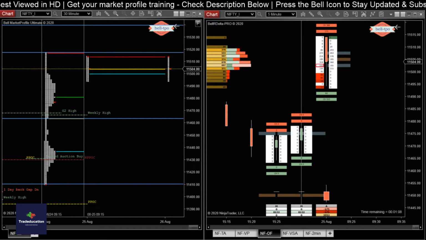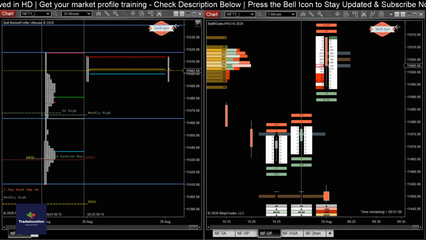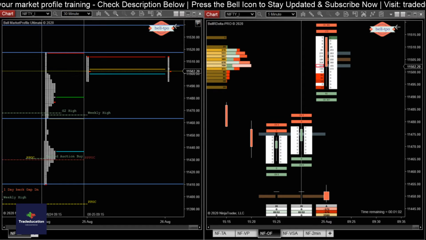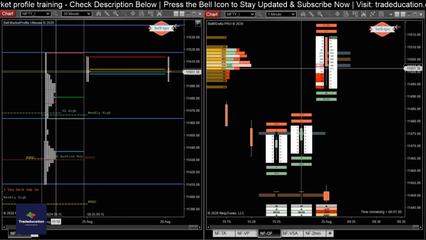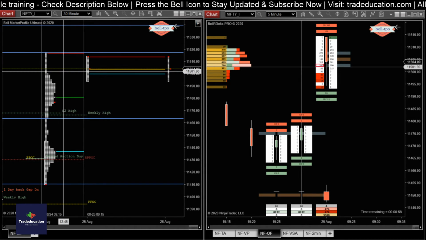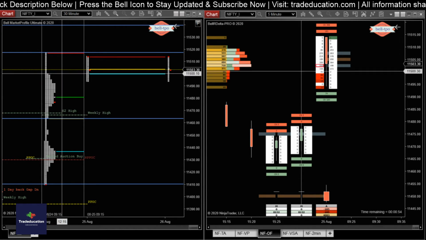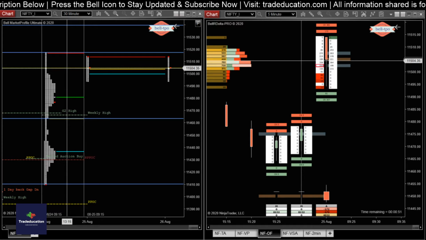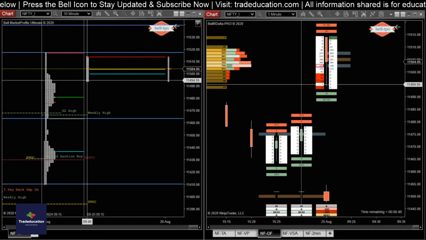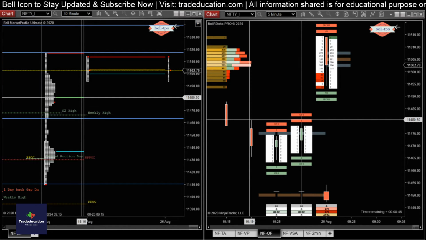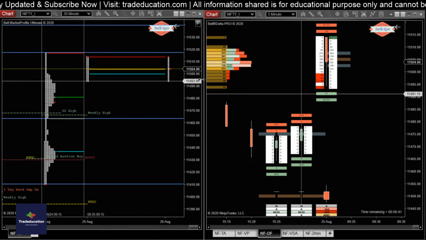So sellers are coming in. Where the auction opened is at the top of the balance, and it opened around this single print zone, and that's where the auction is getting rejected. So the next step is we should see further continuation to the downside, tagging the POC. That's the expected outcome. We need to see now whether that comes in or not.